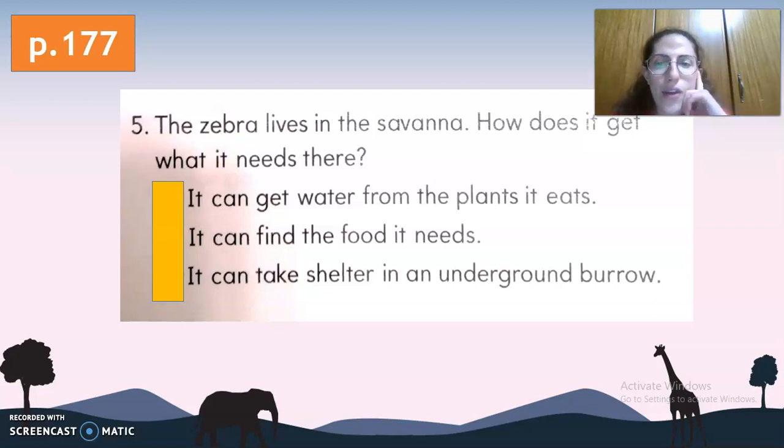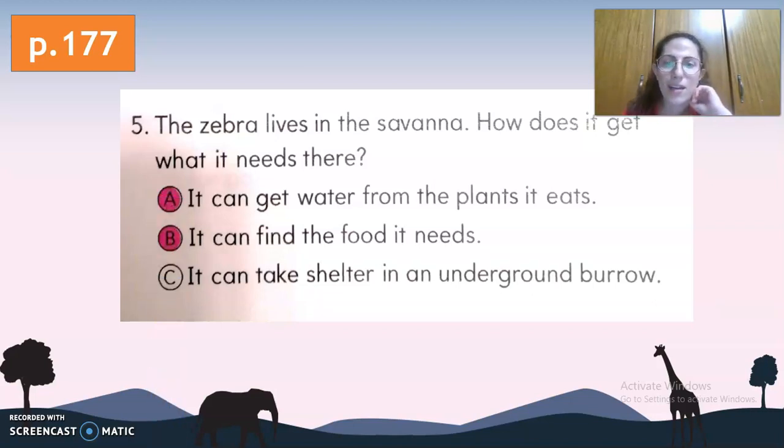Let's think together. The zebra lives in the savanna. How does it get what it needs there? Guys, we might have more than one answer, okay? A. It can get water from the plants it eats. Makes sense, might be. B. It can find the food it needs. C. It can take shelter in an underground burrow. Let's think. Well, does the zebra live in an underground burrow? No. So, it is A and B, correct.